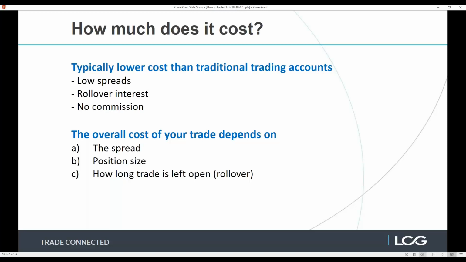So to go over this, the overall cost of your trade depends on the spread, the position size, so how big your trade is, and how long the trade is left open, and that goes back to this rollover idea. So these are three considerations you need to make for how much your trade is going to cost you, right? Nothing's for free, trading's not for free, there is a cost of doing it, so work it out beforehand and make sure it's acceptable to you.